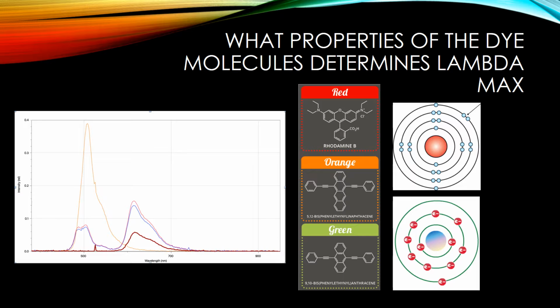The mixed solution has the same lambda max as the red dye because it contained molecular structures from both the green and red dyes. This disproves the hypothesis because it shows that molecular structure determines lambda max and not the color. If the color were to determine lambda max, then the mixed solution would have a lambda max at orange wavelengths.